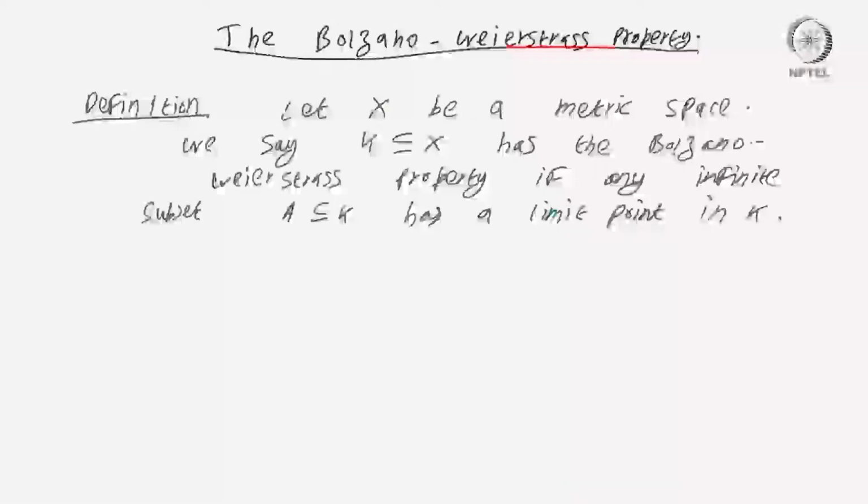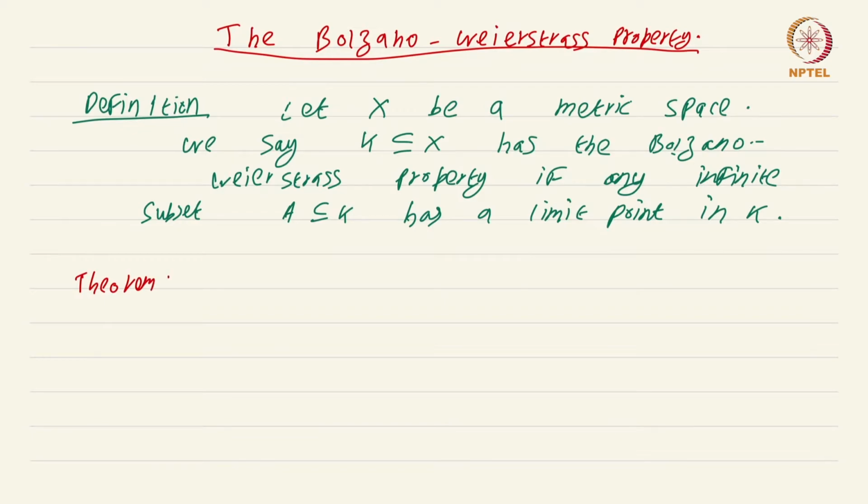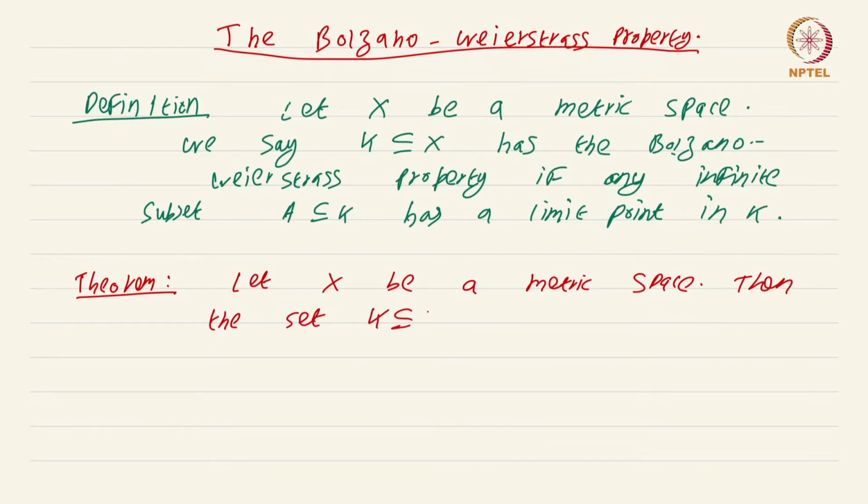Anyway, what I'm going to prove now is the fact that compactness and having the Bolzano Weierstrass property are equivalent. Let X be a metric space, then the set K subset of X is compact if and only if it has the Bolzano Weierstrass property.